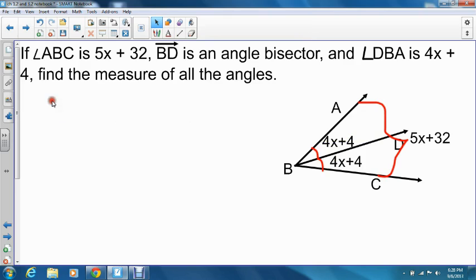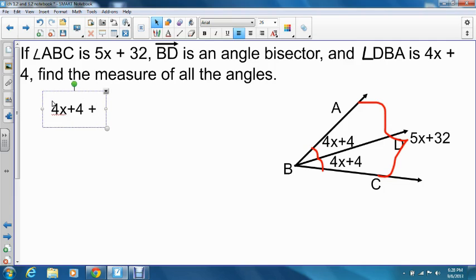Okay, so now we can go ahead and set up our equation. Because again, I can use that angle addition process. So 4x plus 4 plus 4x plus 4 equals 5x plus 32. Now, a couple other ways that you could have written that. You could have just done 2, and then in parentheses, the quantity 4x plus 4, equals 5x plus 32, and then just distributed the 2. That would have been fine.